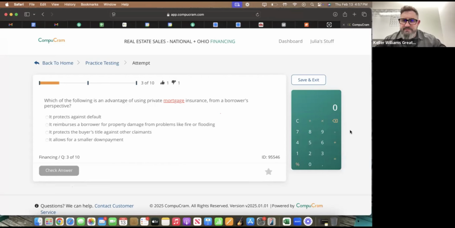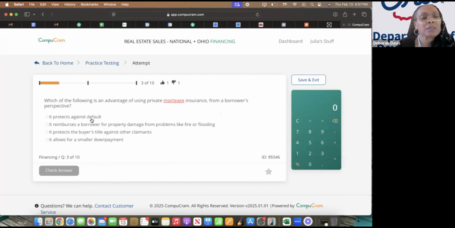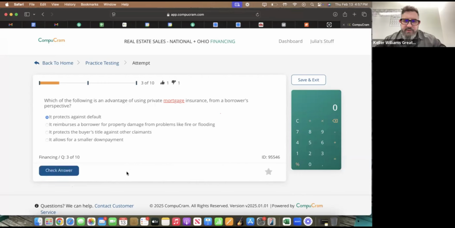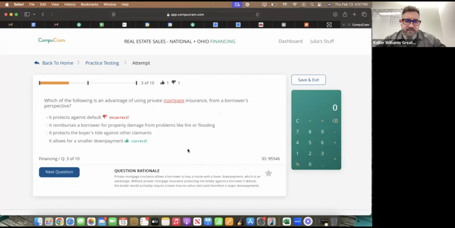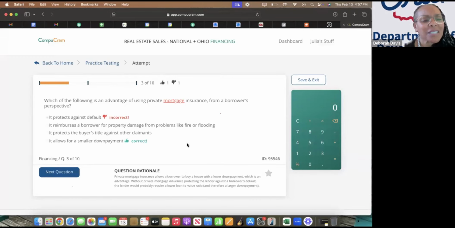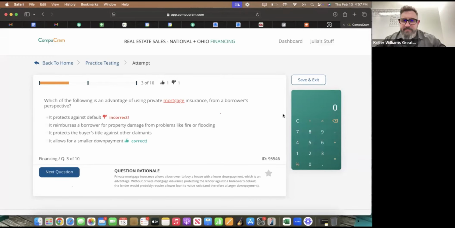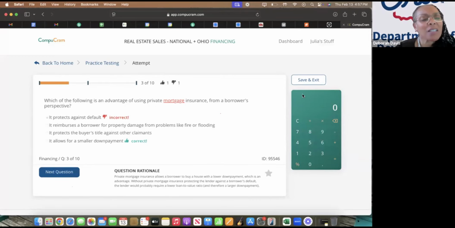What do you guys think? D, D, B? A. You think it's A? Protects against default? Let's check your work. Oh, it allows for a smaller down payment. Oh my God. Yeah.